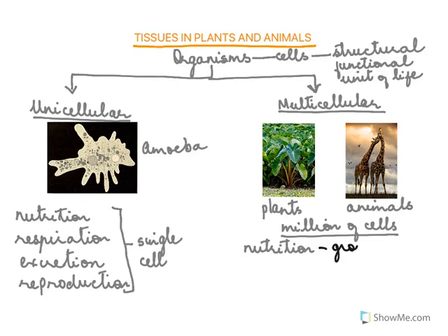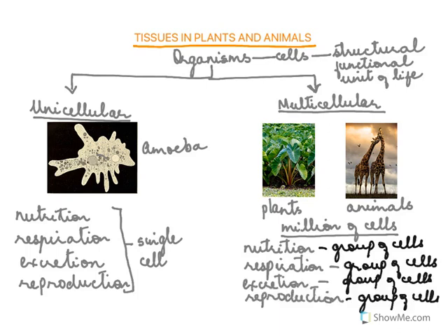Nutrition will be performed by a certain group of cells. When we take up the next function, say respiration, it is also performed by a group of cells. So all these functions are performed by a group of cells. These groups of cells are called tissues. So in plants and animals, in multicellular organisms, we have these little groups. There will be one group that will carry on the function of nutrition. Another group of cells will carry on the function of respiration. A third group of cells will carry on the function of excretion. And a fourth group of cells will carry on the function of reproduction.